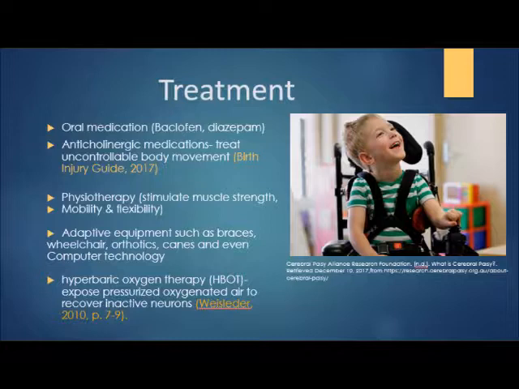Aside from physical therapy, hyperbaric oxygen therapy, also known as HBOT, can be used to treat individuals with cerebral palsy by exposing them to pressurized oxygenated air to promote the recovery of damaged and inactive neurons. Surgery can also be used to straighten out bones or cut off nerves to reduce spasms.